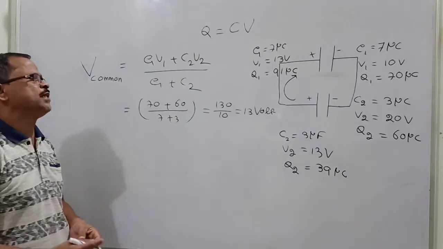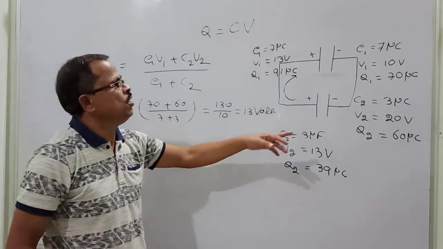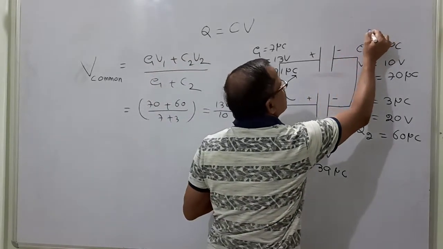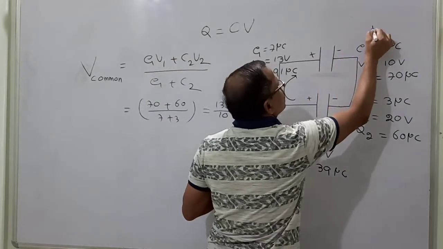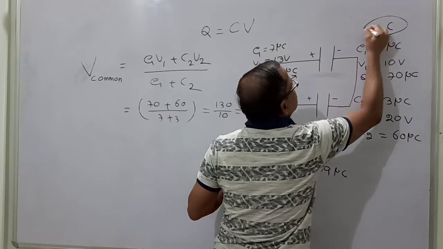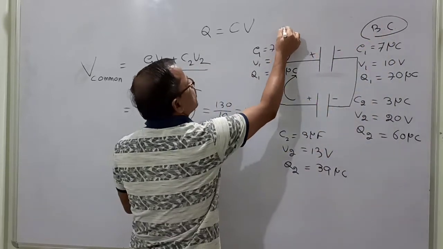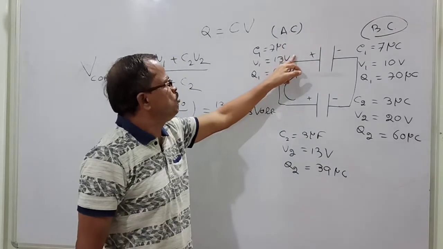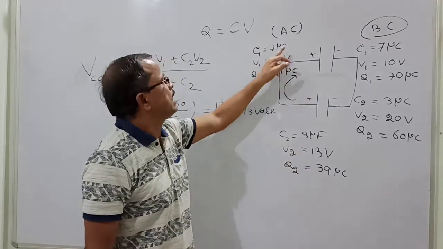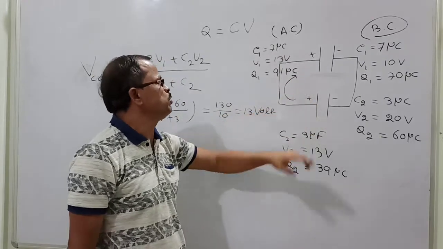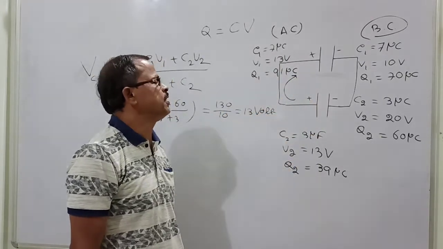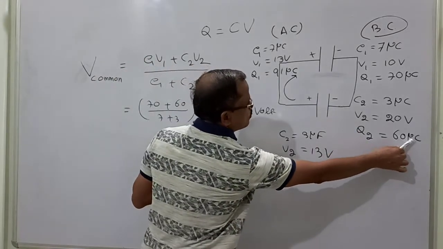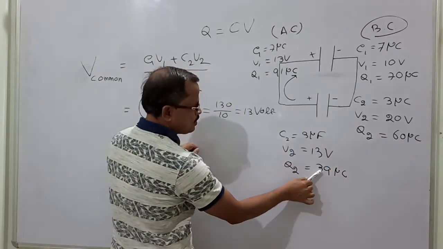Now compare the cases. So initially, this is the initial case. So before connection, this is the case. This is the data before connection, and these are the data after connection. After connection, the potential will be the same, 13 volt, 13 volt. Capacitance remains the same, capacitance is not going to change. Charges are different. Now the question is, initially here the charge was 60 microcoulomb. Now here the charge becomes 39 microcoulomb.